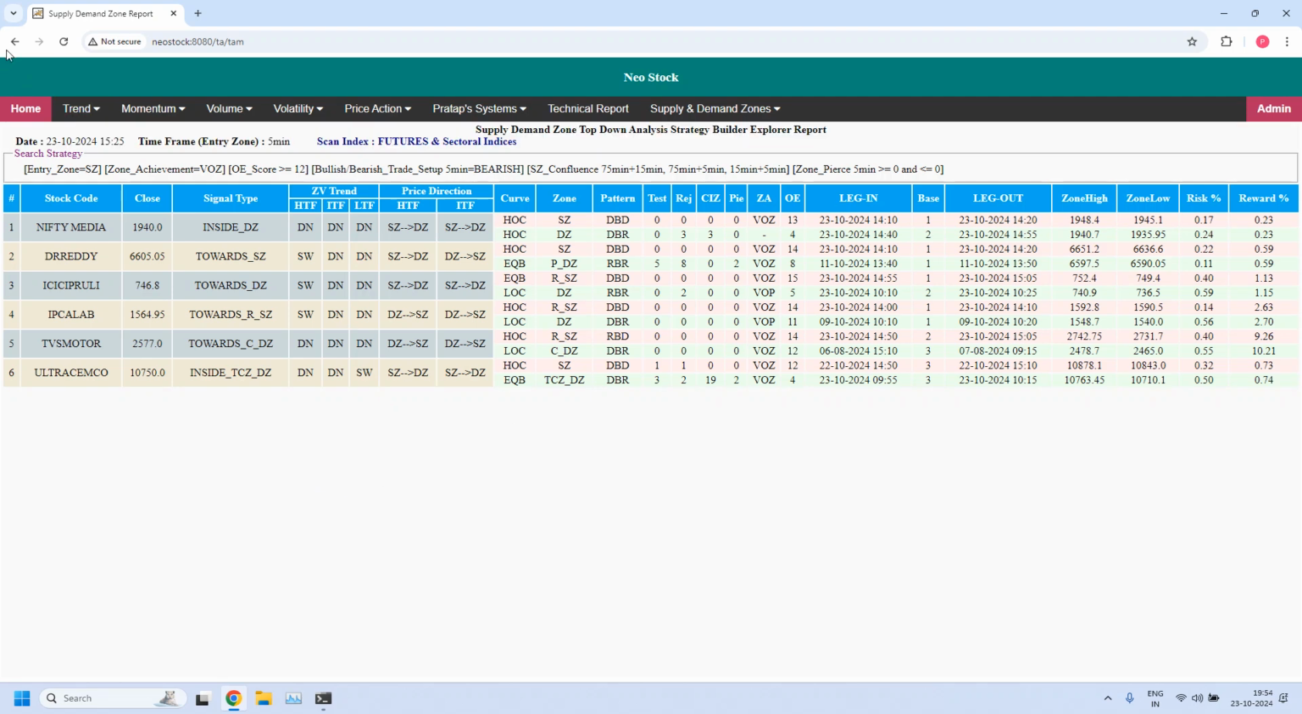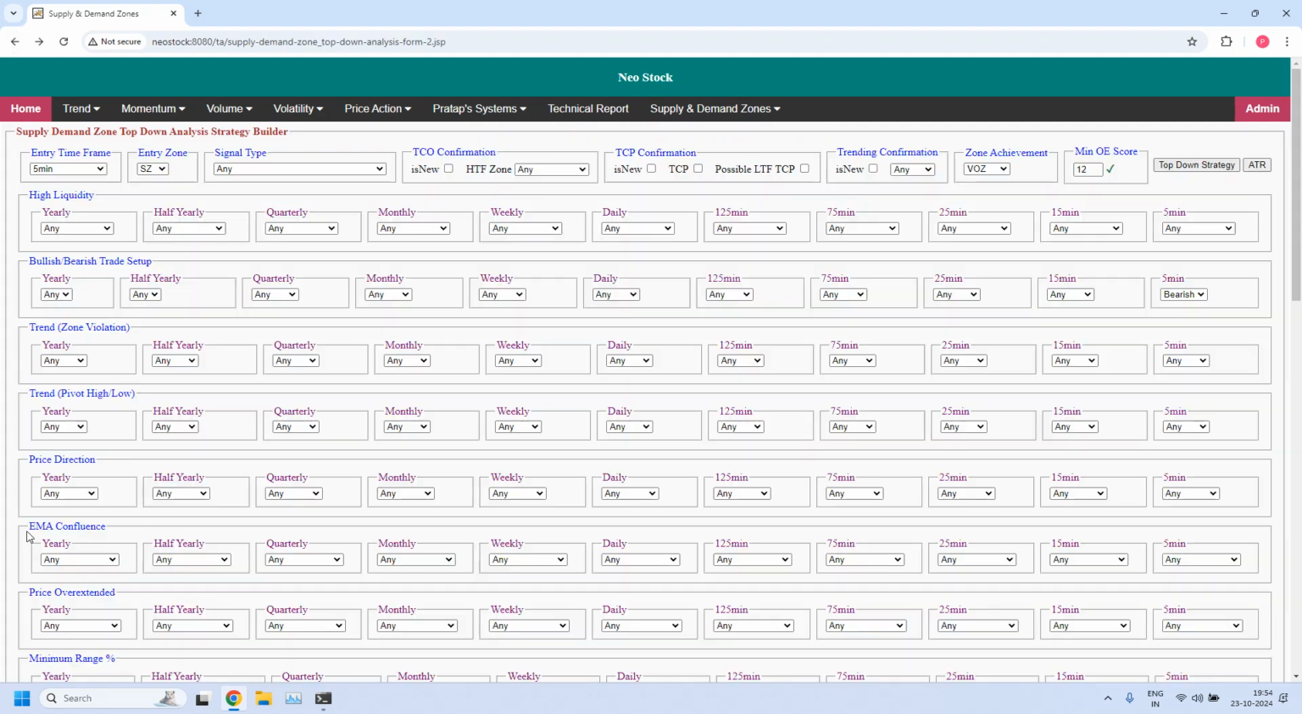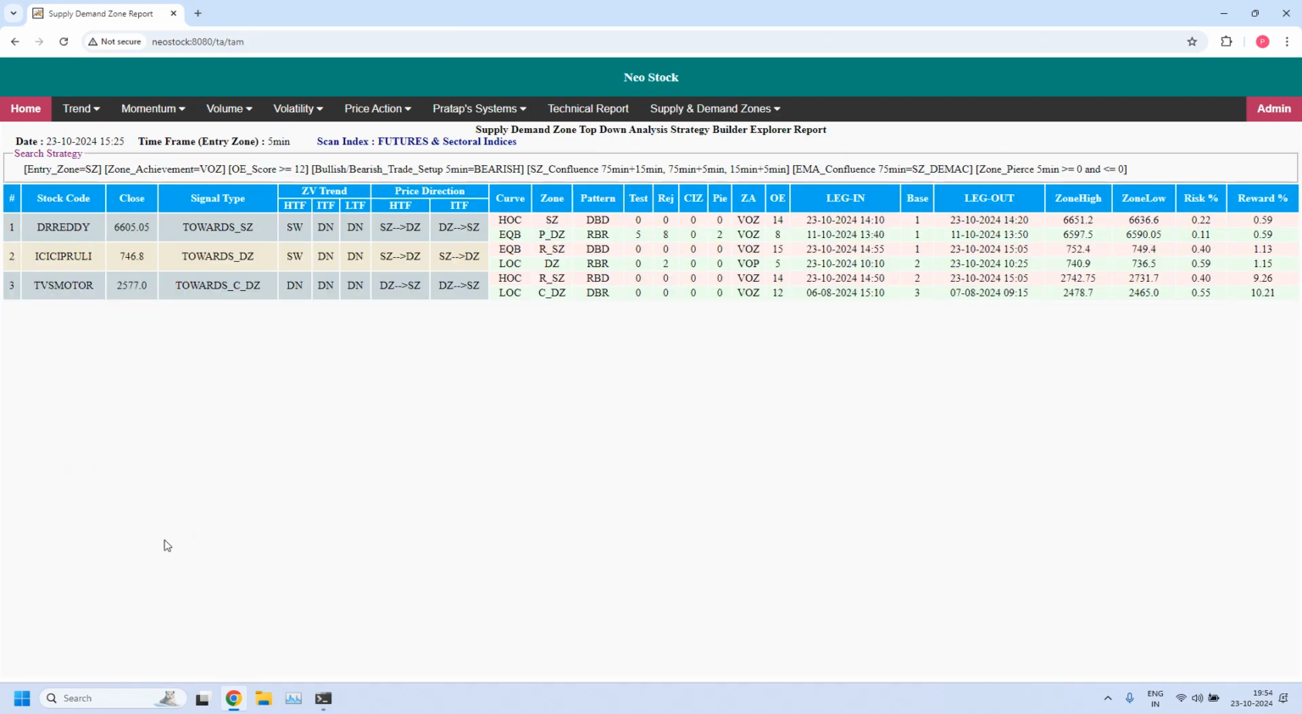The supply zones, 75 minute supply zones. So in the EMA confluence at 75 minutes time frame, 75 minutes supply zone with daily EMA confluence filter enabled. Let's verify. 3 stocks are filtered. In that one stock is having downtrend, remaining 2 sideways, you can ignore them. So TVS Motor is having high probability setup. The supply zone is having high probability setup. So this is about bearish trade setup for hourly income trade.